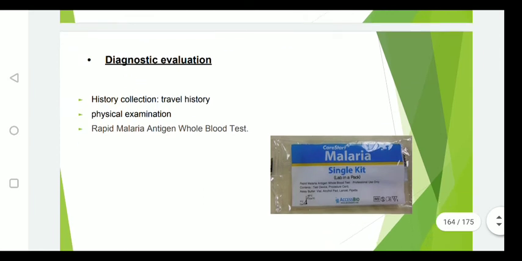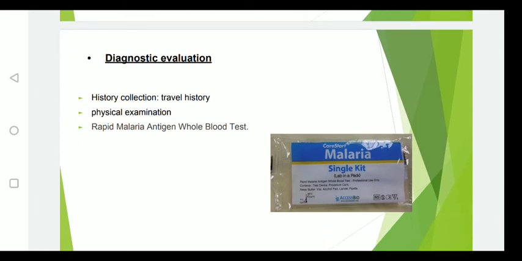Then we'll see the diagnostic evaluations. First of all, we'll go for history collection, because of travel to endemic areas and conditions, and because of mosquito bite. Then the second one is physical examination. Then the third one is the rapid malaria test.